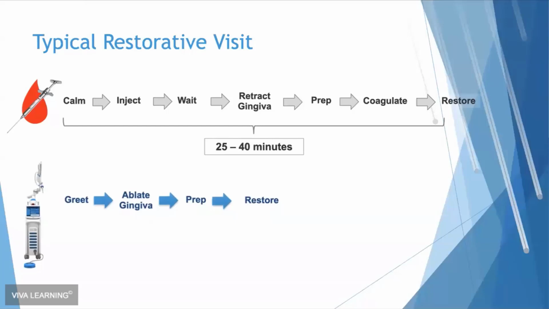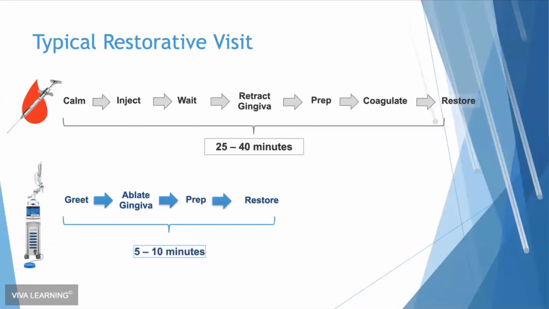So I'm going to propose that the way we do this in a Solea anesthesia-free fashion is that we greet the patient instead of calming them, because they're not nearly as nervous for these laser visits as they are for regular visits. We're going to ablate the gingiva away first so that we can actually see the full lesion. Then we're going to prep with the same tool, the same laser, the same power that we removed the gingiva with. And then we're going to restore the tooth, and there are going to be 0 breaks in this process.